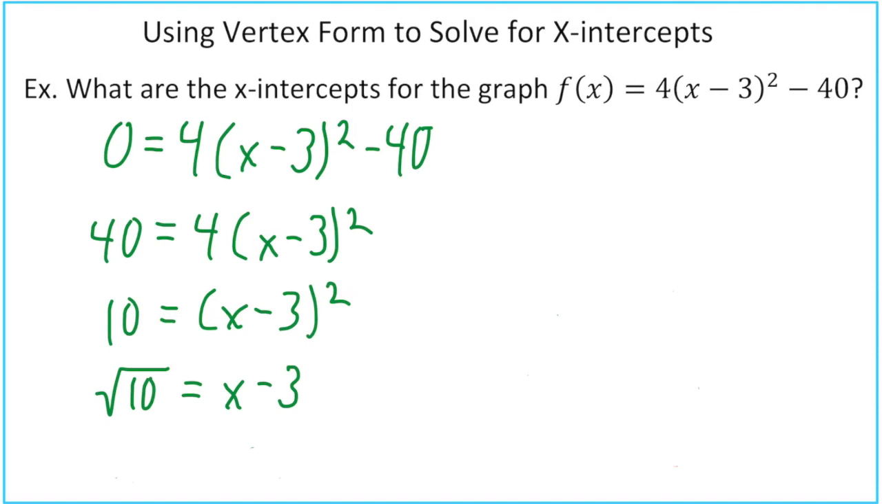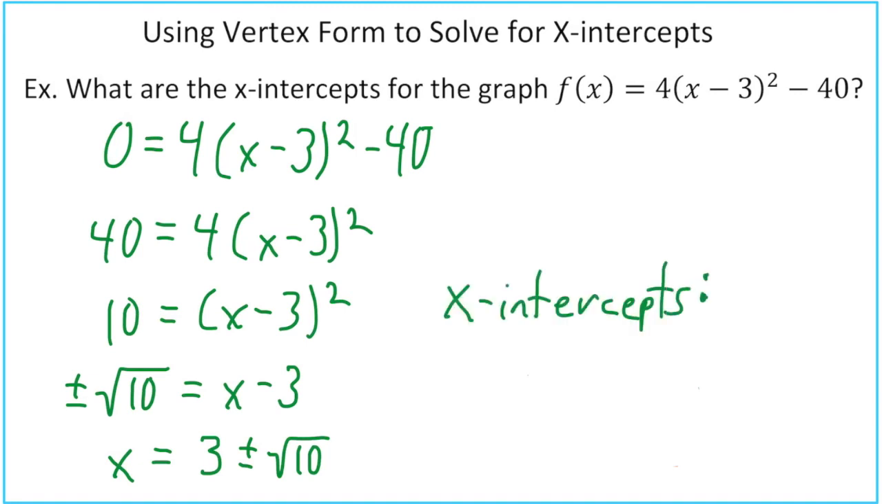But be careful here. Remember, there's another answer. Negative radical 10 times negative radical 10 would also equal 10. So we'd have to have our plus minus sign in the front, always. All right, I'm going to go ahead and just switch this around to x equals, and when I move the -3 to the other side, it becomes positive 3 plus or minus radical 10.